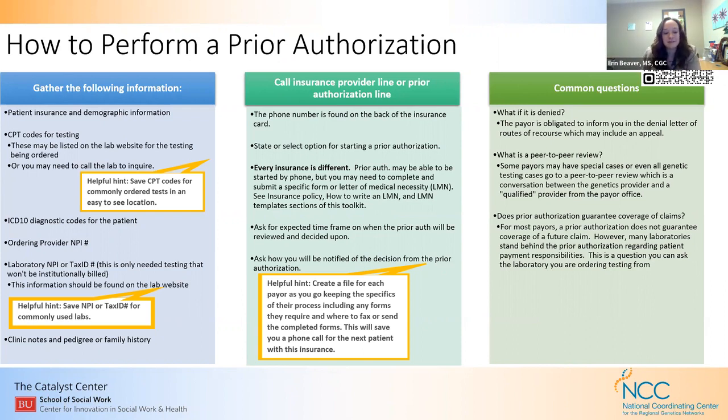The last piece of information that you'll need is your clinic notes, along with the pedigree or family history, if that's available. A really good tip here, I'm going to call it a pro tip, on your clinic notes. Julie mentioned being familiar with the payer criteria for testing: what they cover, what they don't cover, and why they cover it, and in what circumstances they cover testing.